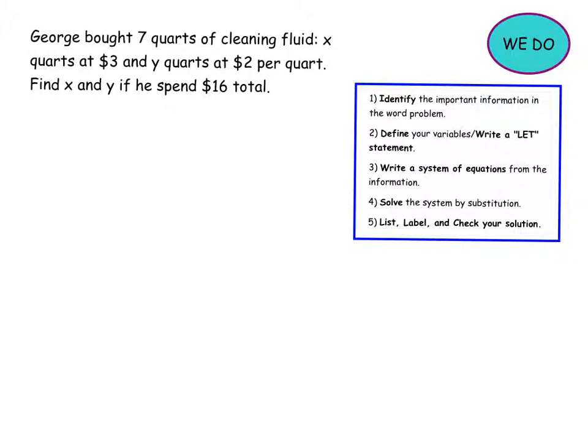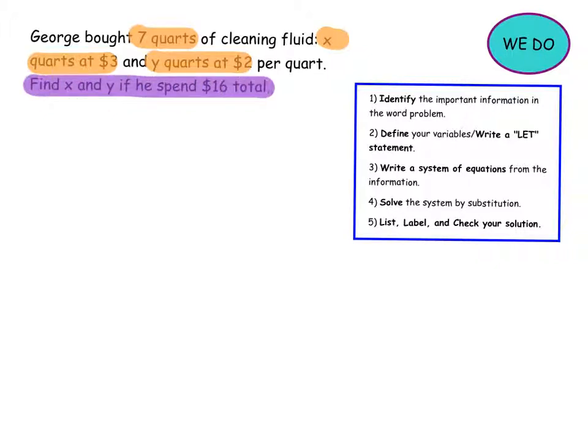My next example that we're going to set up says the following. George buys 7 quarts of fluid. X quarts at $3, Y quarts at $2 per quart. And then here's our question. Find X and Y if he spends $16 total. So I actually, as I read it, I did step number 1 where I identified my important information to save myself a step. Next, I need to define my variables.